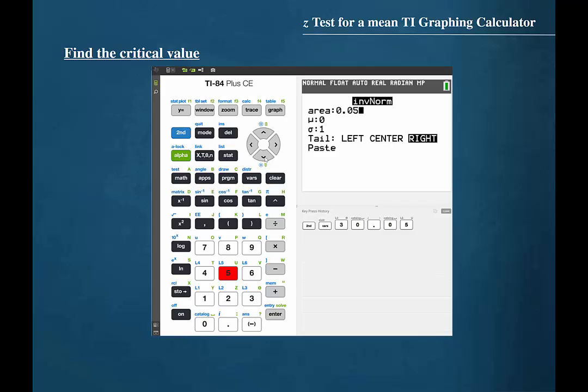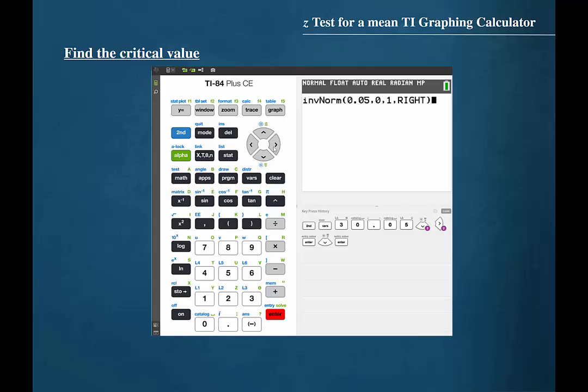Make sure that the mean is set to 0 and the standard deviation is set to 1. Use the cursor to select which tail the specified area is in. In this case, it is a right-tailed test, so we will cursor over to right and press enter. Cursor down to paste and press enter.